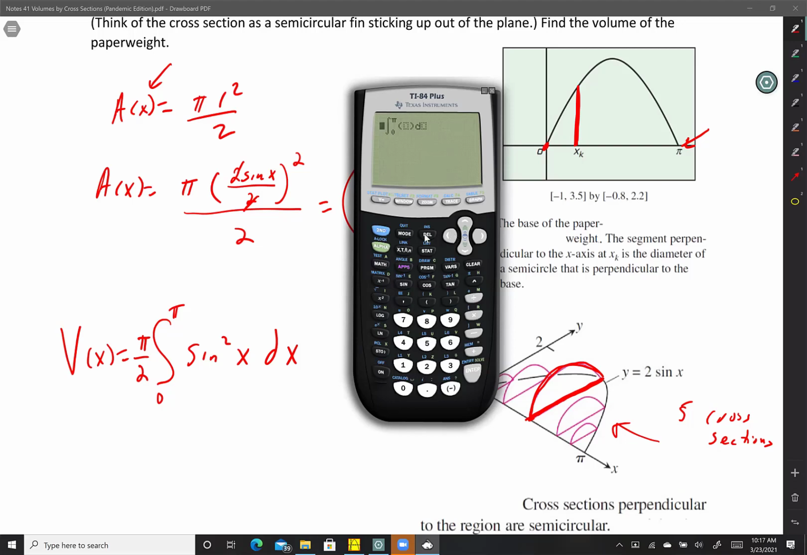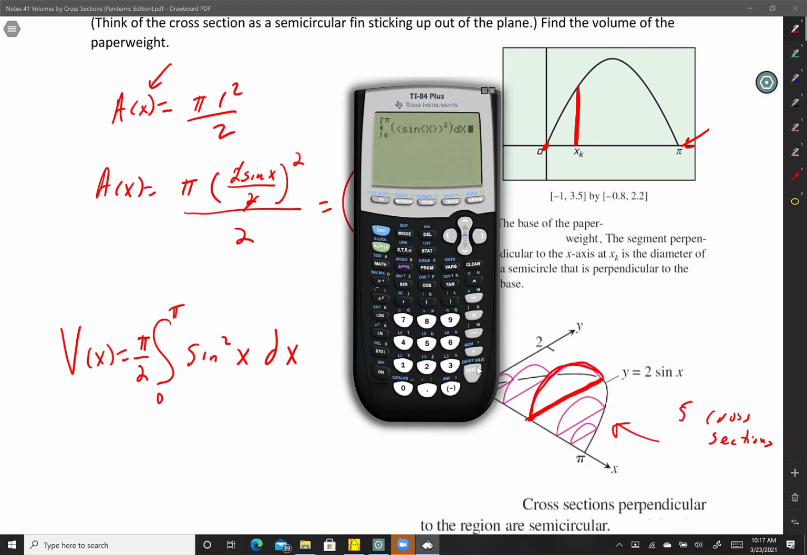Delete, delete, delete. Second insert, alpha y equals. To get the fraction, you got to push alpha y equals. And there we go. Second pi over 2 from 0 to pi. And then I'm going to type in parentheses, I'm going to open up another parenthesis. And I'm going to put sine x close, and put a square on it.